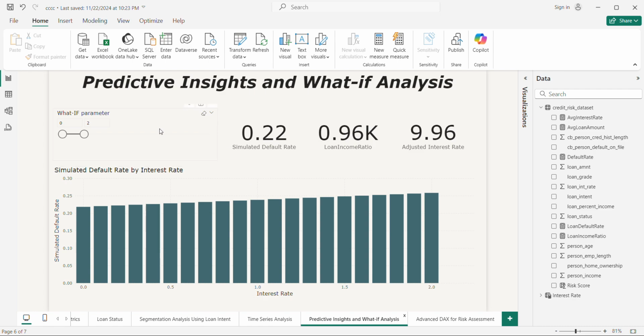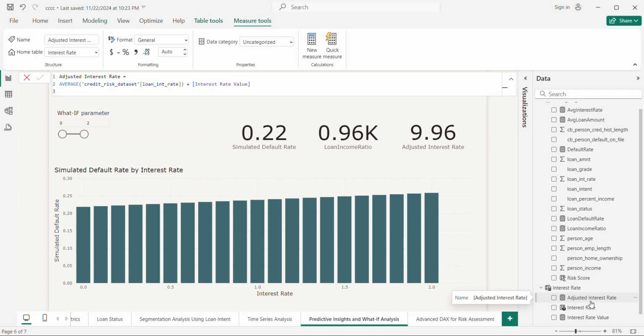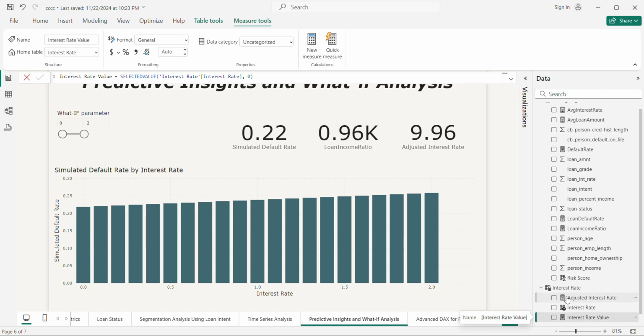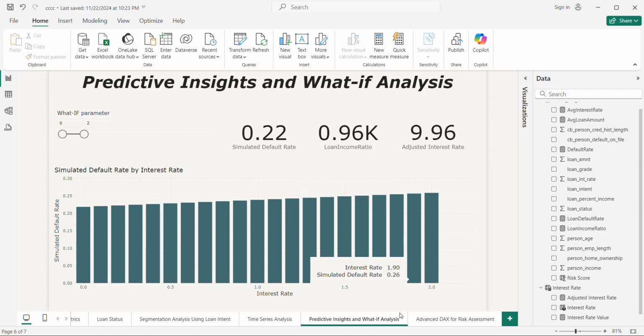Then predictive insights and what-if analysis. In the what-if analysis, a parameter is made and a simulated default rate is also made. A measure is calculated for adjusted interest rate, and on the basis of that parameter you can see the simulated default rate by interest rate in a column chart. Also, three cards are displayed on this slide which give the predictive insights.